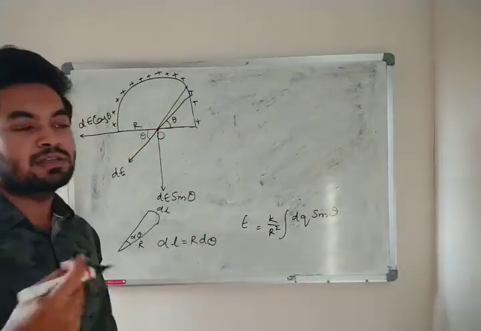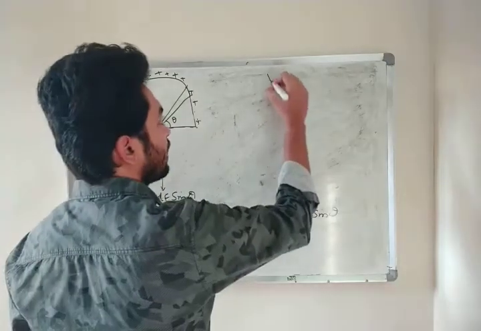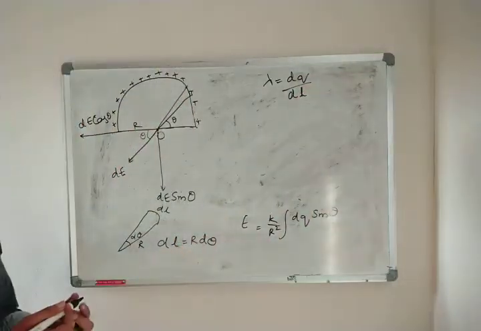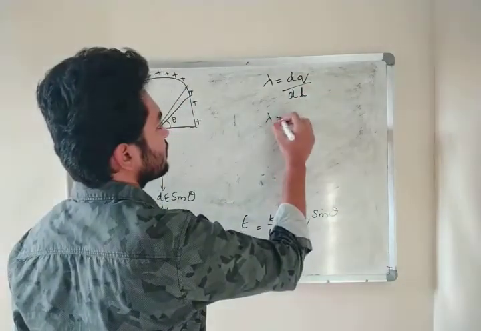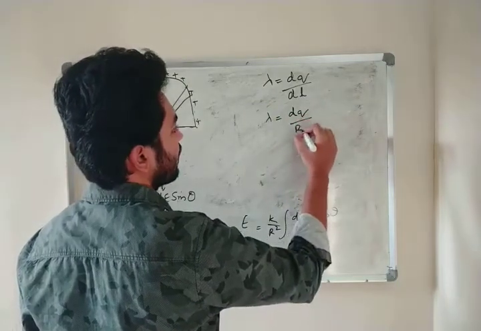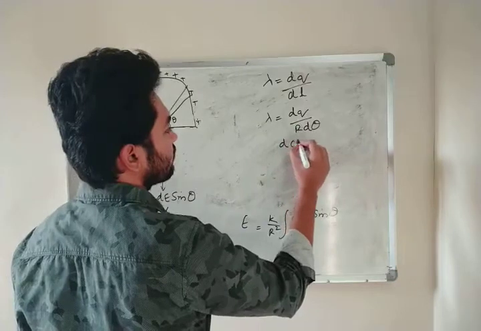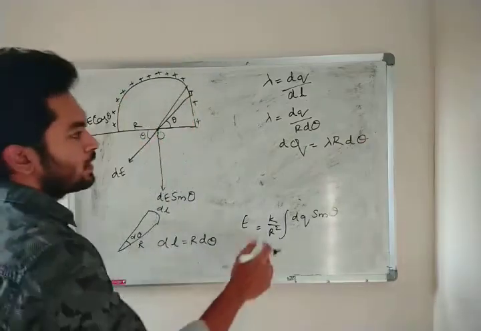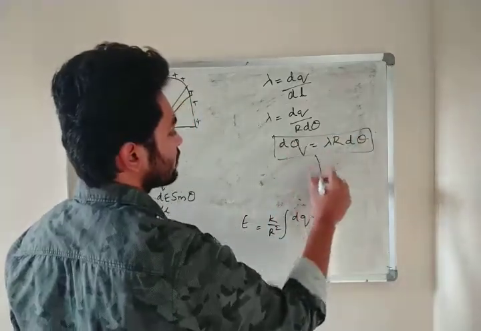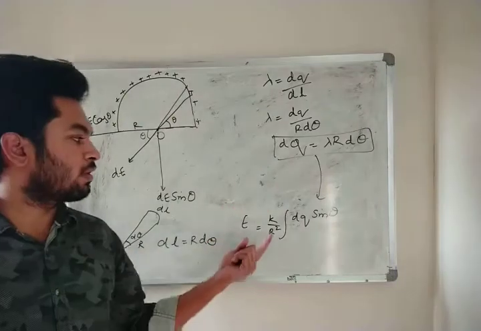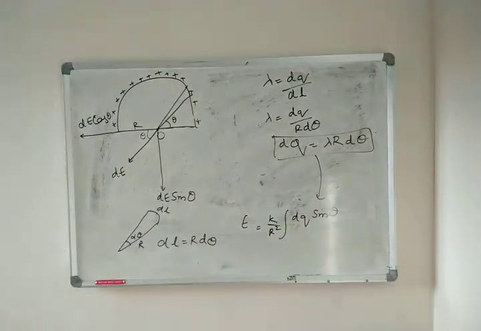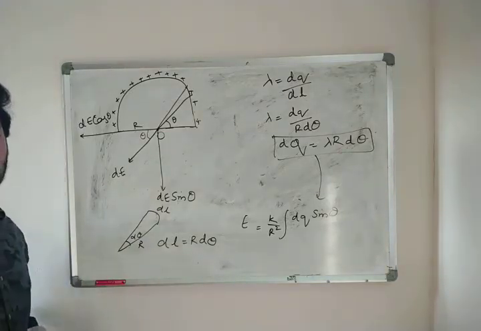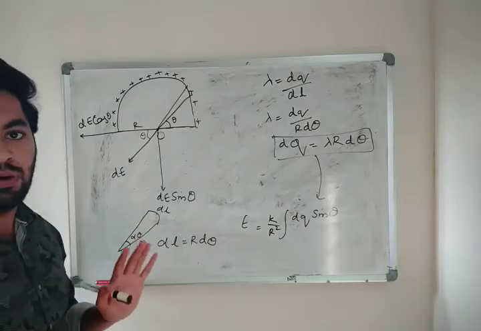So the next step is, in our previous class we have considered charge per unit length, which is lambda. Lambda here is equal to dq by dl. What is dl here? dl is r d theta. So lambda is equal to dq by r d theta. So finally dq is equal to lambda r d theta. This value you are going to substitute here. So let us see what we get after that. Note it down. Each and every step is important. If you miss even one step, you won't understand the whole derivation.